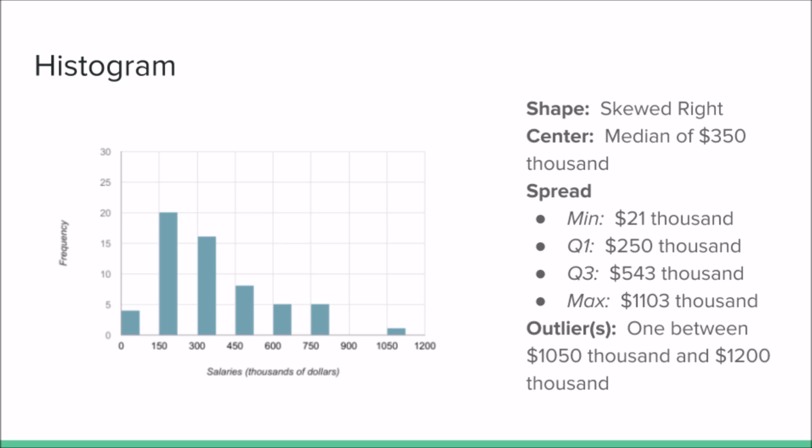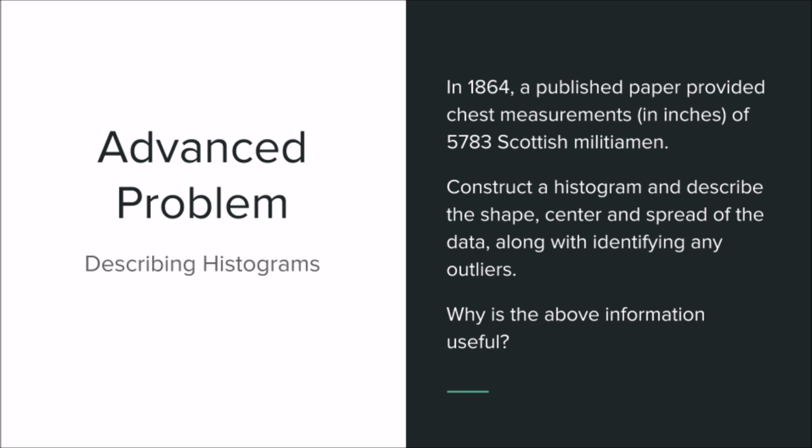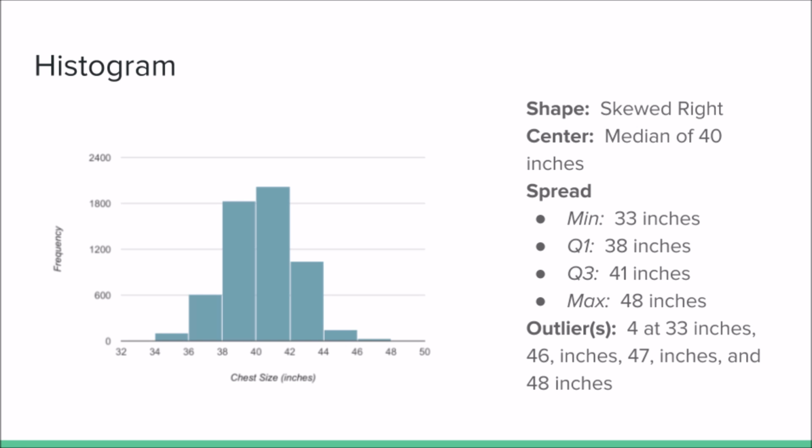The data includes one outlier at $1,103,000, which is between $1,050,000 and $1,200,000. For the advanced problem, we were presented with a published paper survey taken in 1864 on the chest measurements in inches of 5,783 Scottish militiamen. To analyze this problem, we had to make a histogram of the data and describe the distribution of the data and give reasons why the description of the data would be useful.